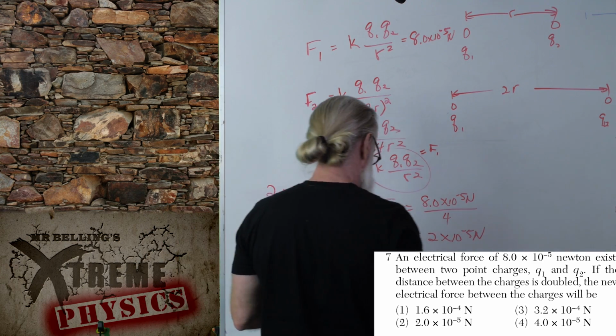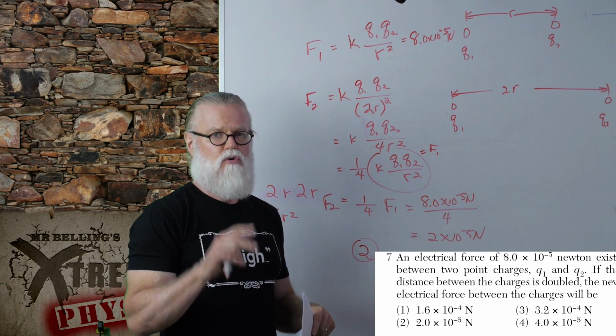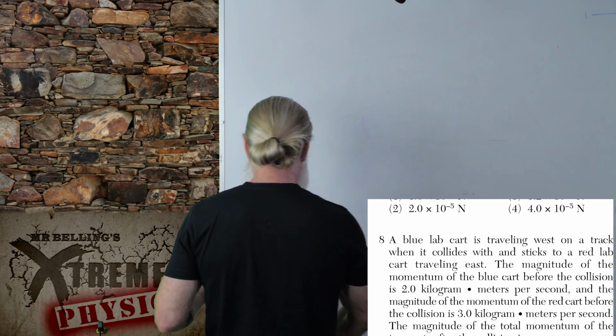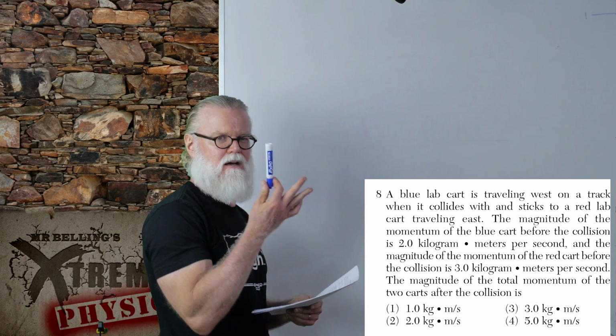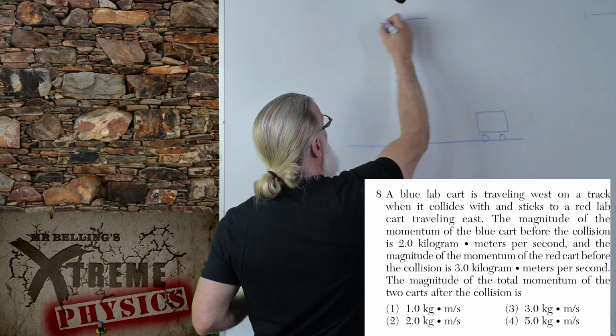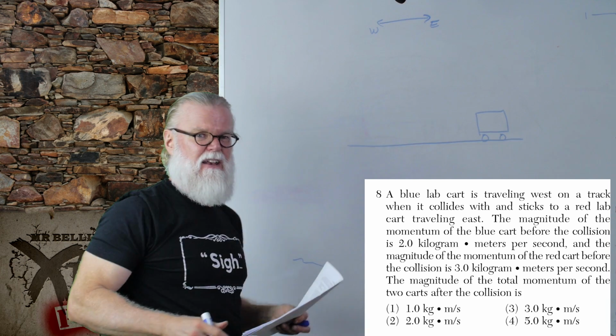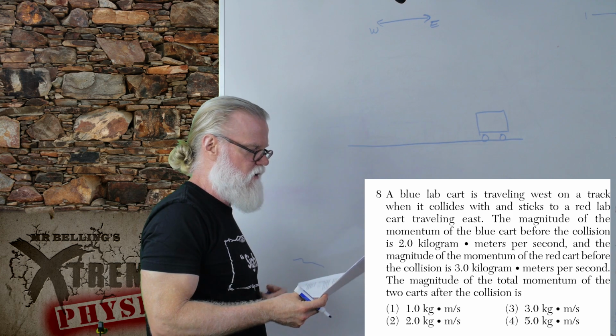Let's see what the answer is. I guess the answer is choice 2. A blue lab cart. Oh, I happen to have blue here. Hopefully it writes. This way's west. This way's east. I'm going to make west its heading. It's traveling in a negative direction in my world.